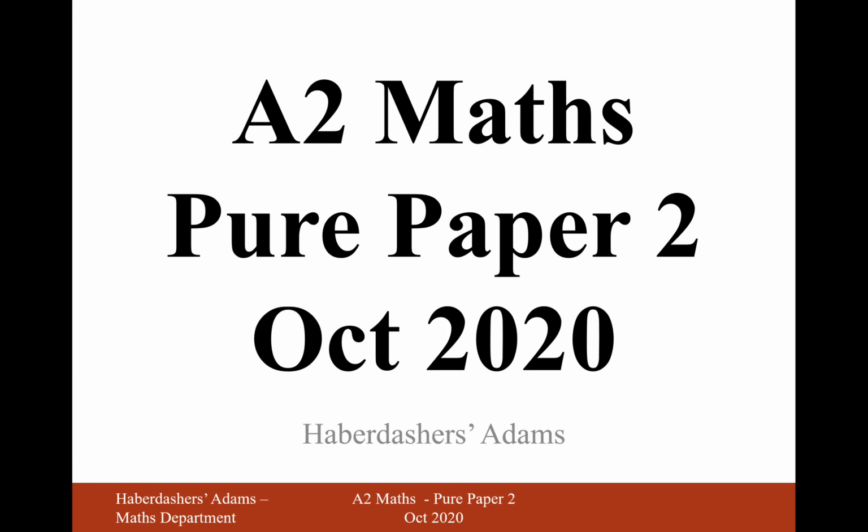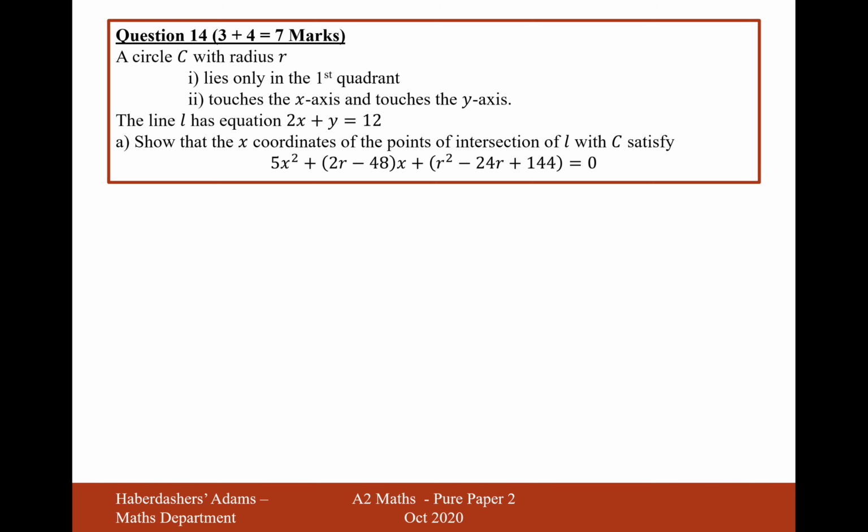Hello there and welcome to the October 2020 paper 2. Here we're looking at question 14. A circle C with radius r lies only in the first quadrant, touches the x-axis and touches the y-axis, and the line L has equation 2x plus y equals 12. Show that the x-coordinates of the points of intersection of L with C satisfy this expression here.